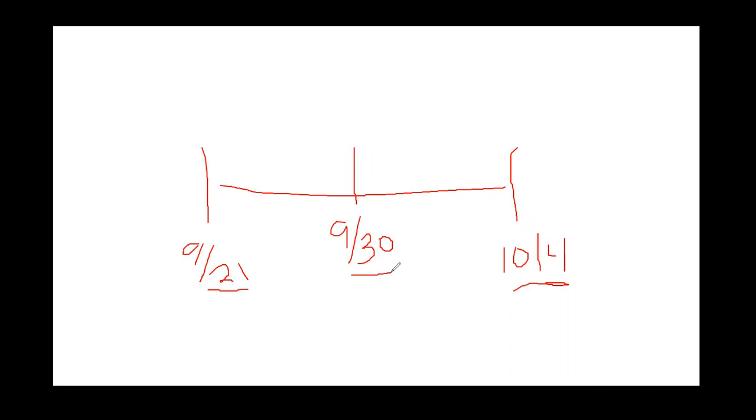So the difference, what is that, like 9 days? These 9 days, we will put in and debit our salaries expense account, but we will credit salaries payable because we're not going to pay them until October 4th. But we have to put it on our books that we've incurred that expense.